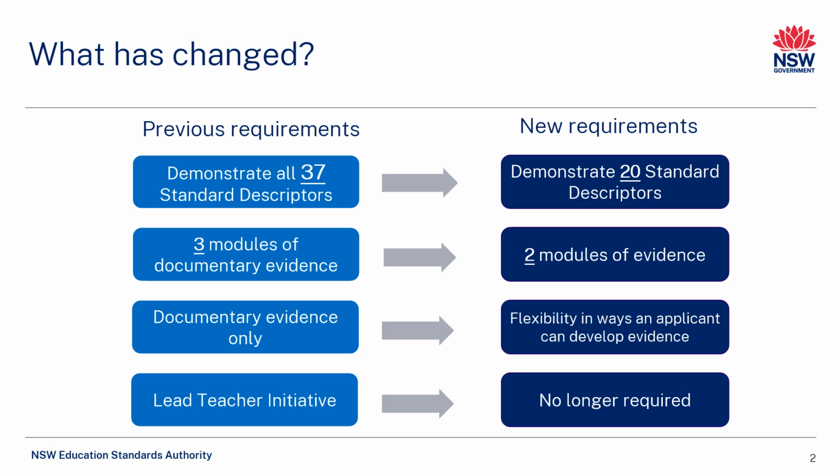The revised policy reduces the number of modules of evidence from 3 to 2 per application. Applicants no longer need to include referee evaluative comments or 2 internal observation reports. The revised policy introduces flexibility for applicants in the ways they can develop and submit evidence modules. Applicants now have the option to develop collaborative evidence, develop evidence of indirect impact, and submit evidence through a NESA-recognised program. Lastly, the Lead Teacher Initiative is no longer a requirement for lead teacher applicants.